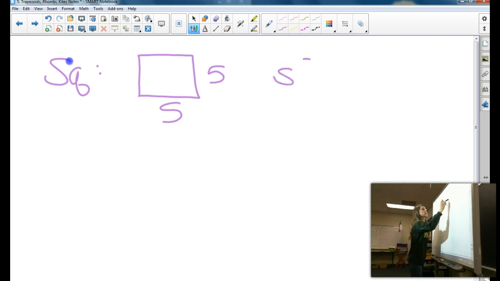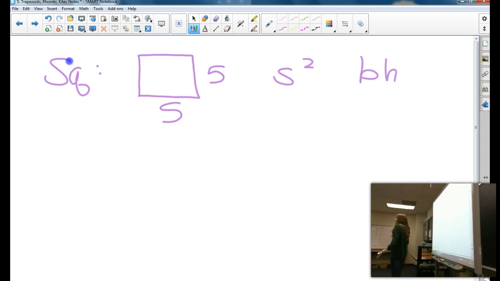S squared. Or, Nasia, that was perfect. Base times height. Those are the same thing. 5 squared is 25. What's 5 times 5? 25. Okay, those are the same thing. Awesome. Shelby, give me another shape we've learned about.